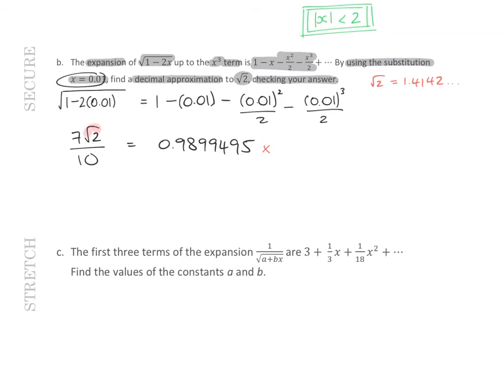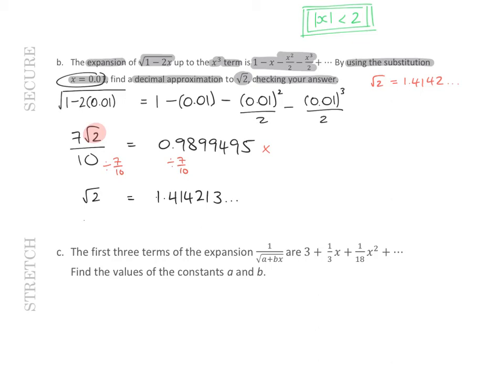But the reason for that is because I only want root 2. I don't want 7 root 2 over 10. So what I need to do is I need to divide both sides by 7 over 10. And that will leave me with root 2 equals, I can go back up to the answer I had and divide it by 7/10, and that equals 1.414213 something.